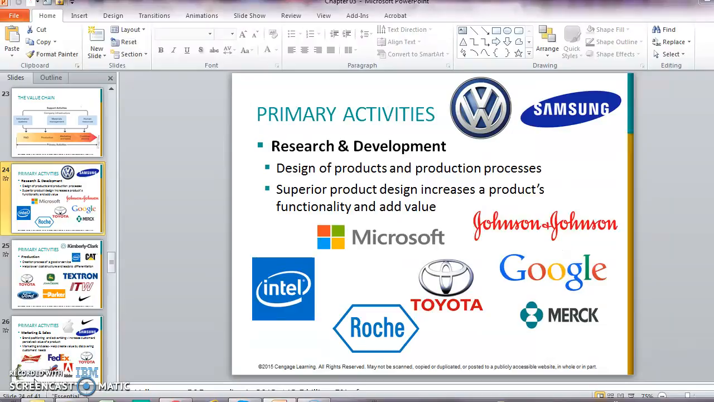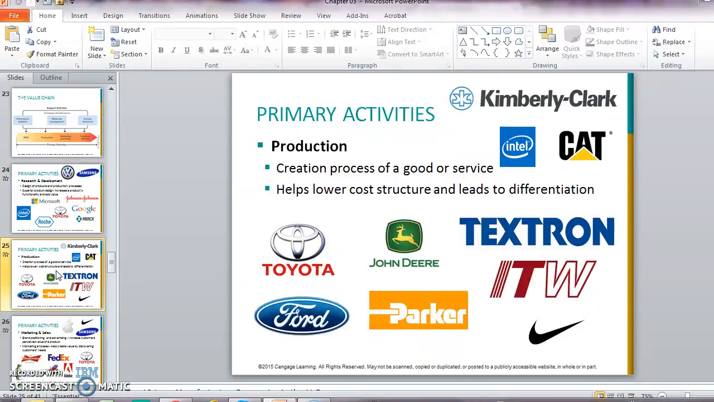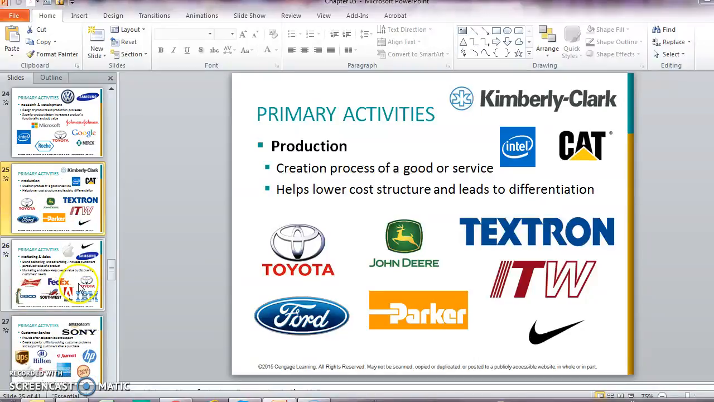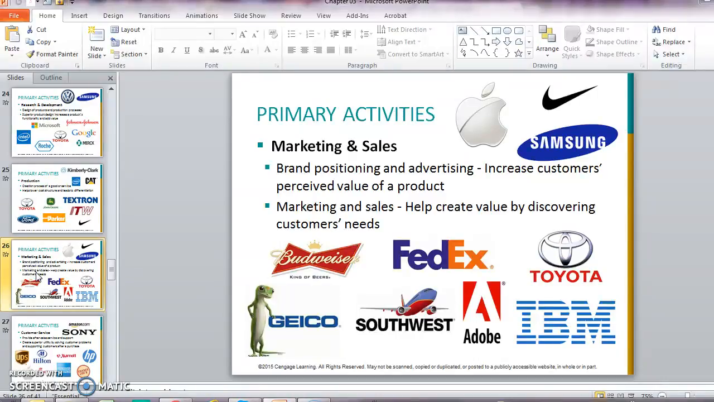Let's take each of these pieces of the value chain and break them down. So in terms of research and development, design of products and production processes, superior product design are very important and can obviously contribute to both the ability of a company to innovate and the ability of a company to produce a quality product. So you can see how those contribute to competitive advantage. Production. If the production system is highly efficient, if the production system creates good products and services, that is an important asset inside the company that adds to the value of services provided.